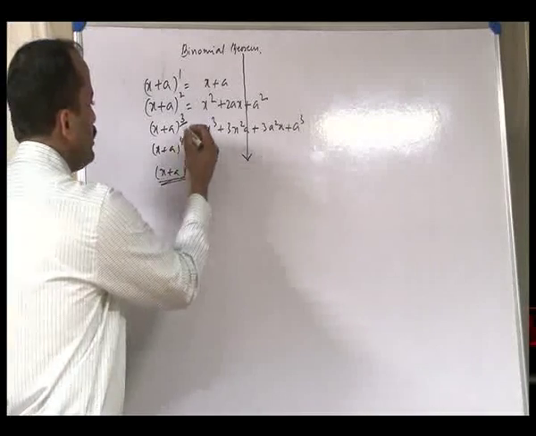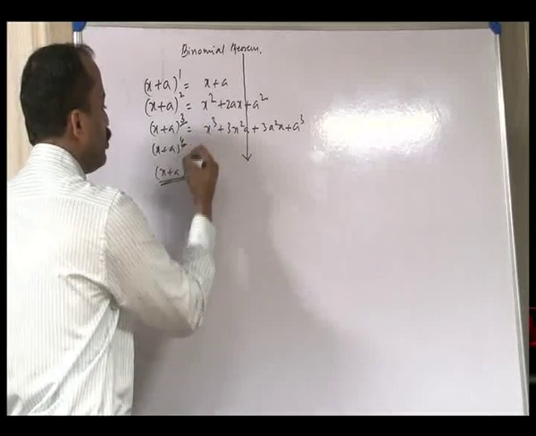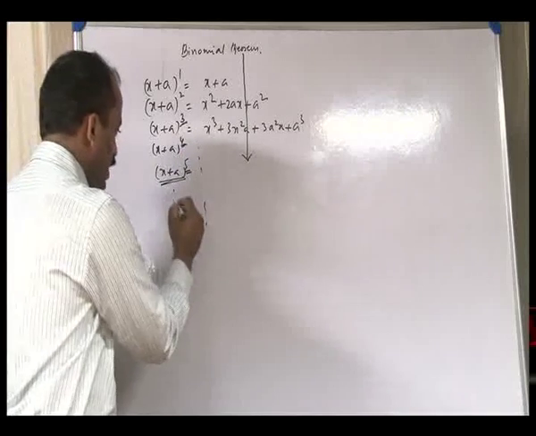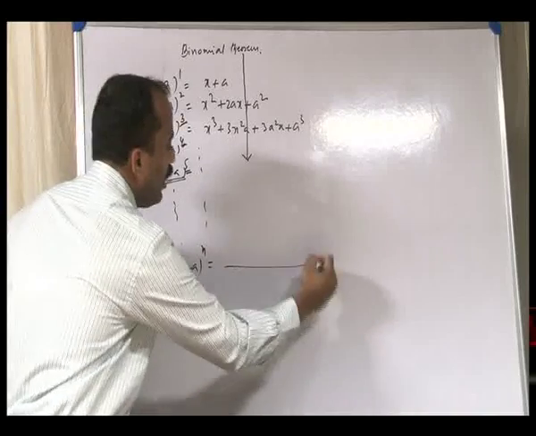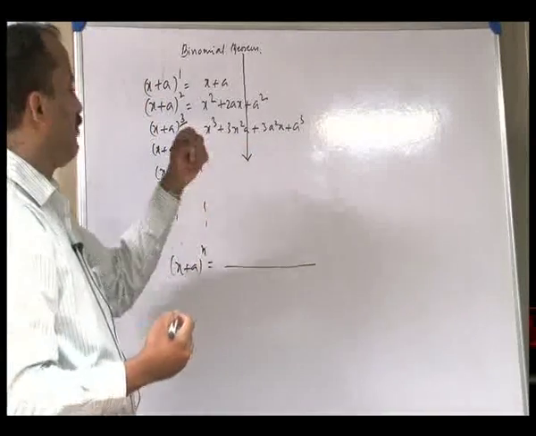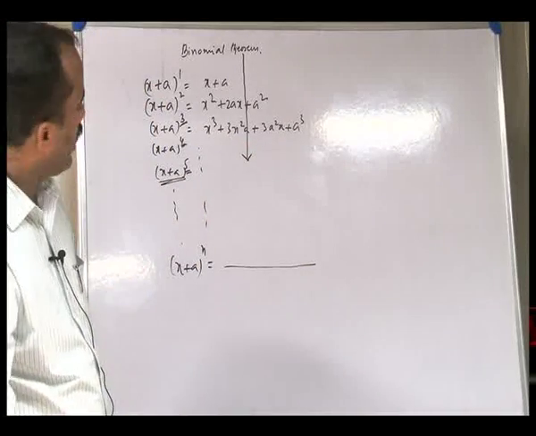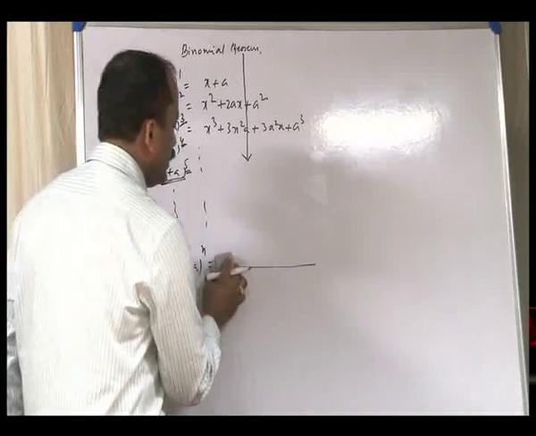But as the power of this (x plus a) term goes on increasing, for example, (x plus a) whole to the power of n, it is not easy to expand using these formulas. In such a case, we have to go for a theorem called the binomial theorem.